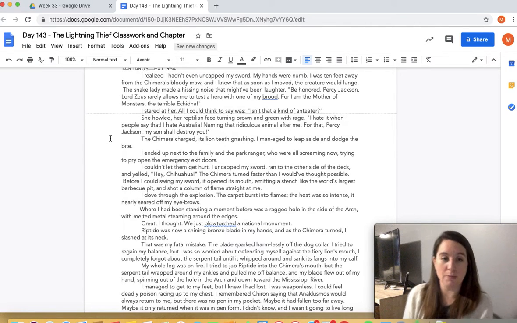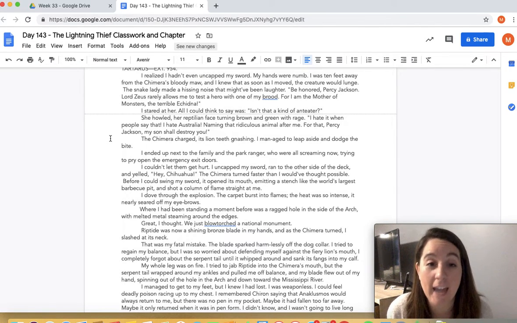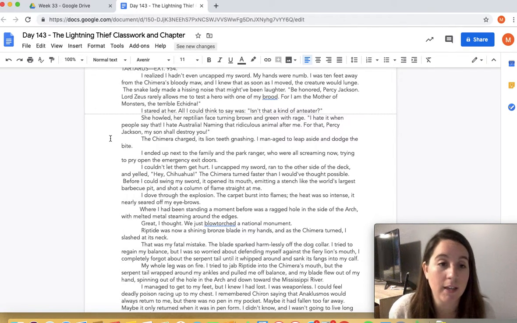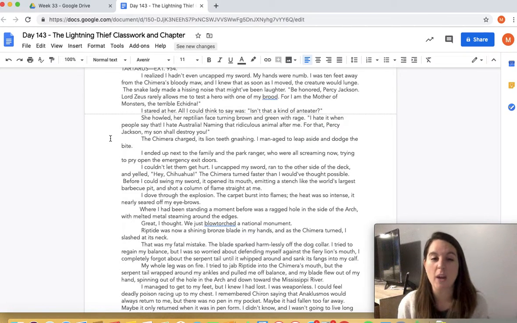The Chimera charged, its lion teeth gnashing. I managed to leap aside and dodge the bite. I ended up next to the family and the park ranger, who were all screaming now, trying to pry open the emergency exit doors. I couldn't let them get hurt. I uncapped my sword, ran to the other side of the deck, and yelled, "Hey, Chihuahua!" The Chimera turned faster than I would have thought possible. Before I could swing my sword, it opened its mouth, emitting a stench like the world's largest barbecue pit, and shot a column of fire straight at me.